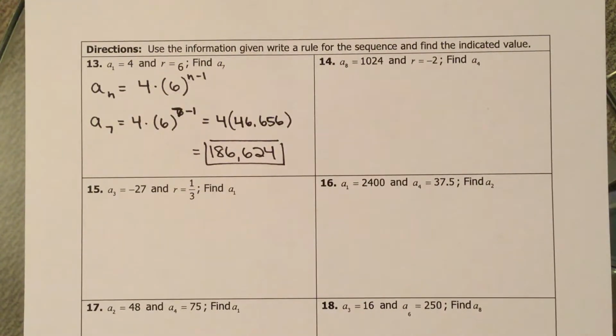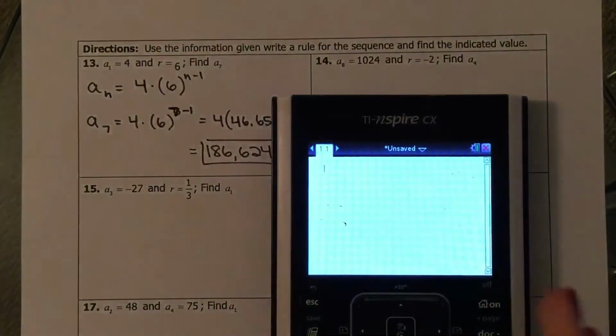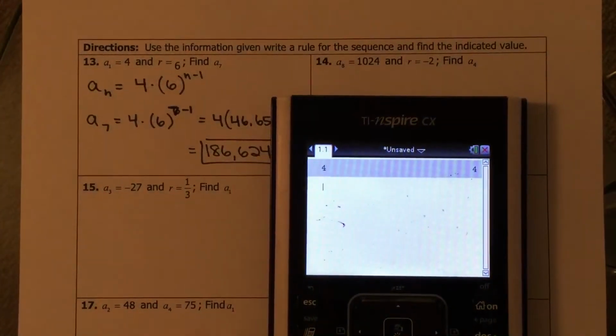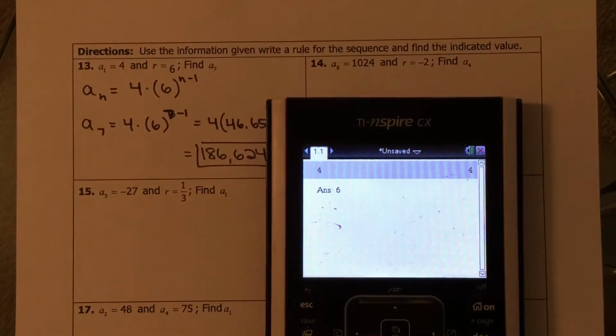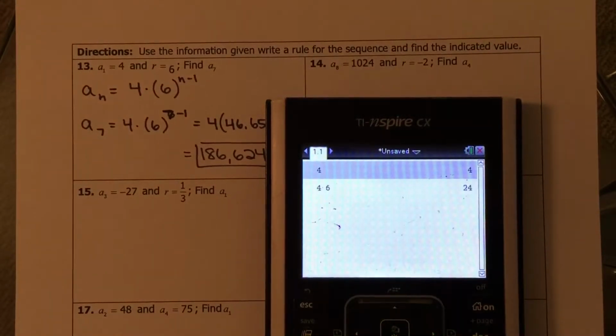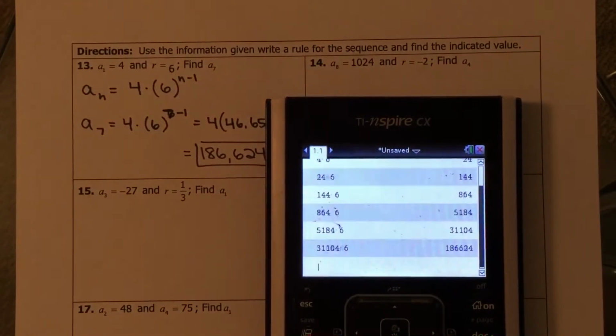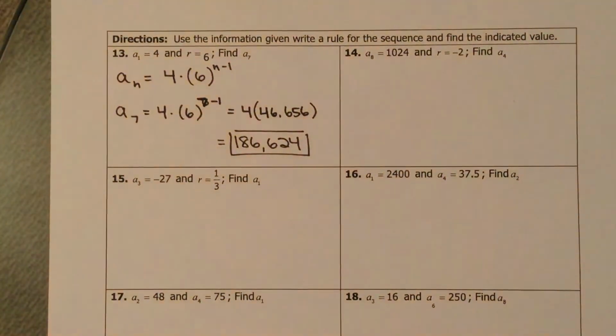Another thing that you can do just to test out that you're right, especially if you have a calculator, so it starts with 4, and then you're just multiplying by 6 each time. So this would be term 2, 3, 4, 5, 6, 7. So you could just double check that your formulas are actually working out correctly.